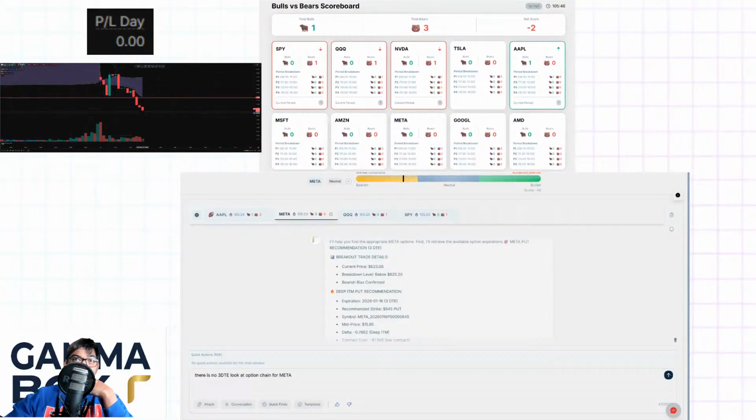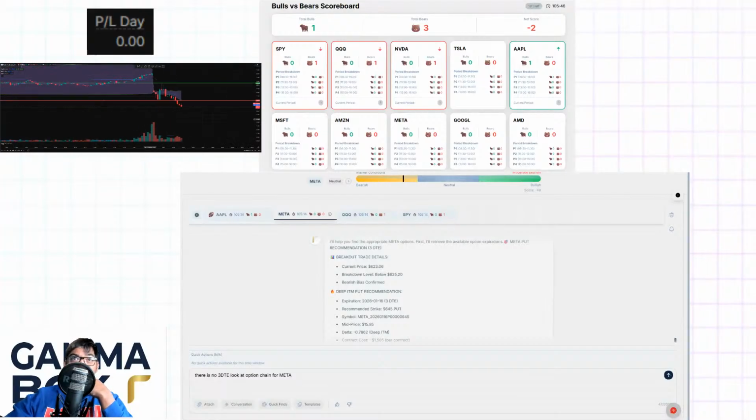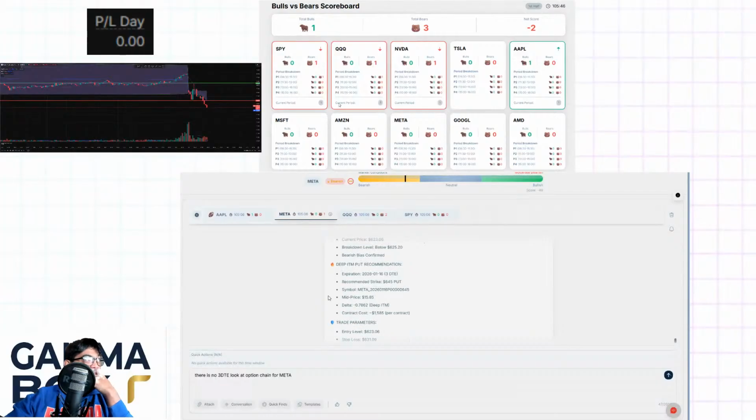Yeah, so there's a breakout right now on Meta. I would probably look for a current price 623, breaks below. Yep, bearish bias confirmed. So it's giving me 16. So that's 2-day, not 3-day. 645, which is right here. It says $2,300, 92 delta, but a theta of negative 55.